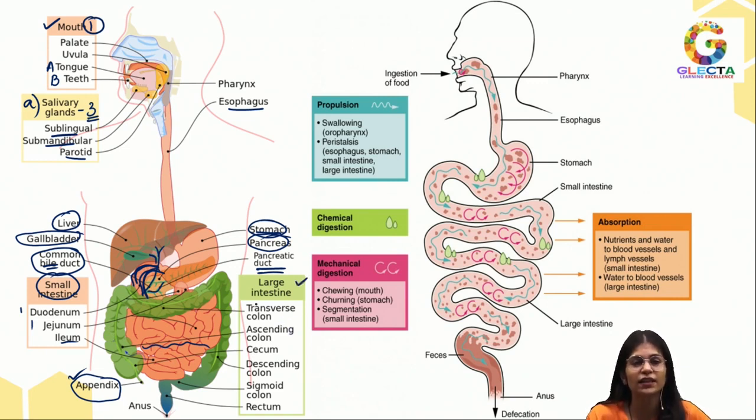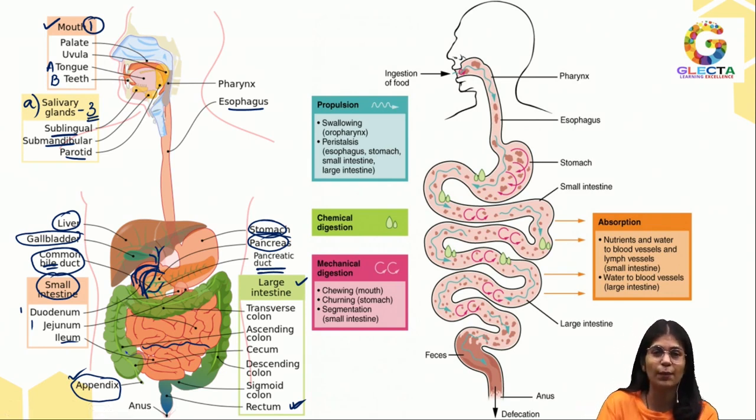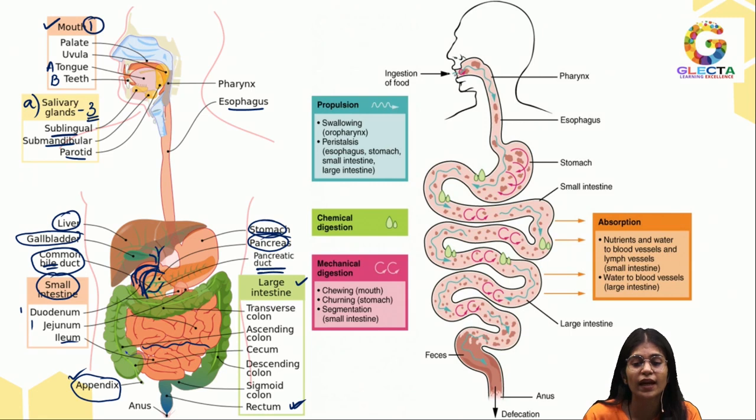In the large intestine, there are different parts you do not need to learn. At the last part there is the rectum and the opening is the anus. So this is what is happening in your digestive system. Coming to what is exactly happening, as in what are the steps.